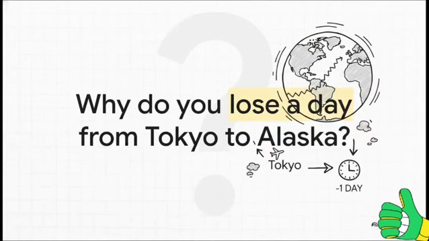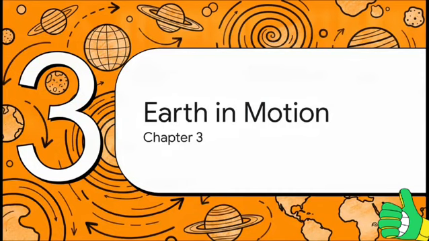Which brings us to that classic tricky question. Why do you lose a full day when traveling from Tokyo to Alaska? Well, this happens because you're crossing the international date line, located at the 180-degree longitude. And if you look at a map, you'll notice the line zigzags around islands in the Pacific. That's entirely intentional. It's drawn that way to prevent a single country from experiencing 2 different dates at the exact same time. With the grid set up, let's jump to Arc 3, Earth in motion.